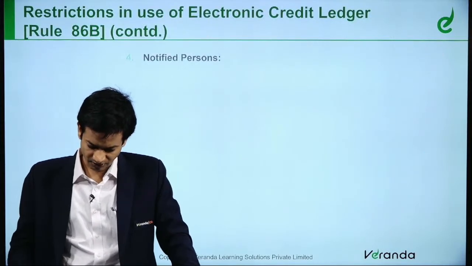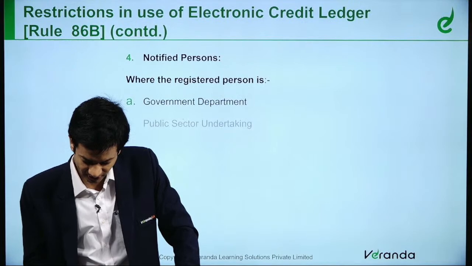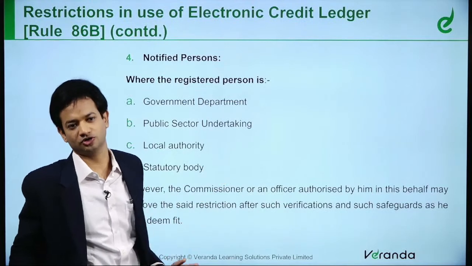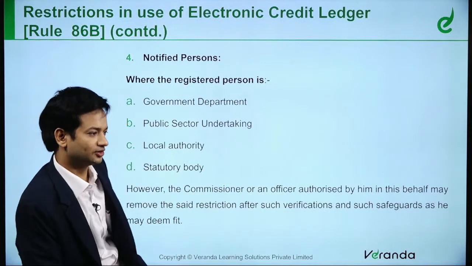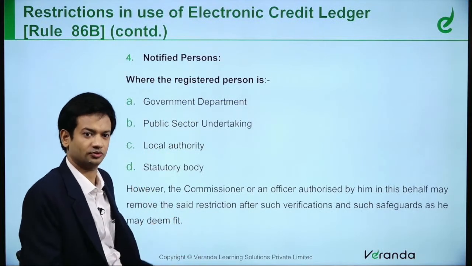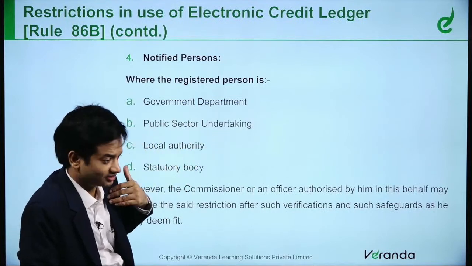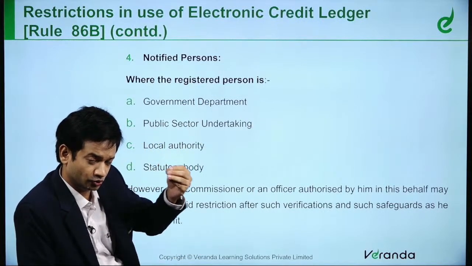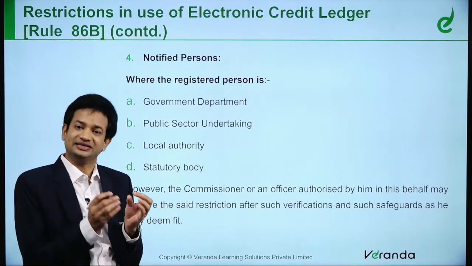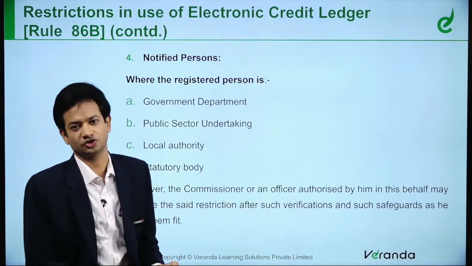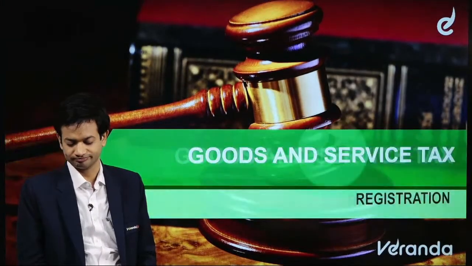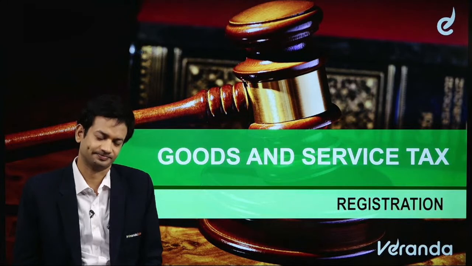Last, if the registered person is a government department, public sector undertaking, local authority, or statutory body, in that case this rule does not apply. Rule 86B is not to be applied to a government department or a PSU. They can pay the entire amount through the credit ledger. Local authority, statutory authority, in that case also this rule does not apply to them. Clear? Now we come to the next chapter, registration.